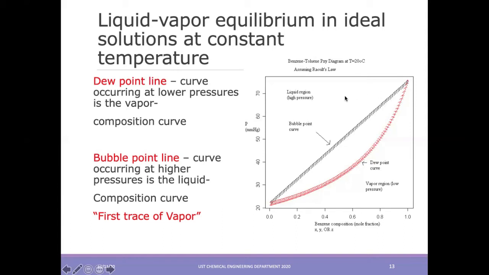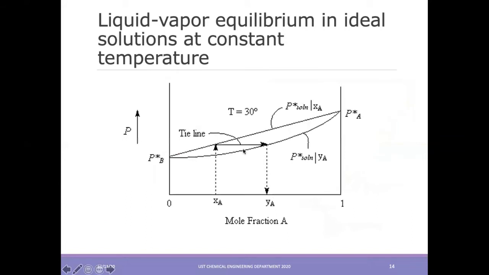The area above it contains points corresponding to a binary system which contains a liquid phase. And then the area enclosed by the two curves includes systems wherein a liquid phase coexists and is in equilibrium with a vapor phase. So if you are considering the first trace of vapor, you will be referring to the bubble point line. So this is an example of the graph for pressure versus mole fraction at constant temperature.